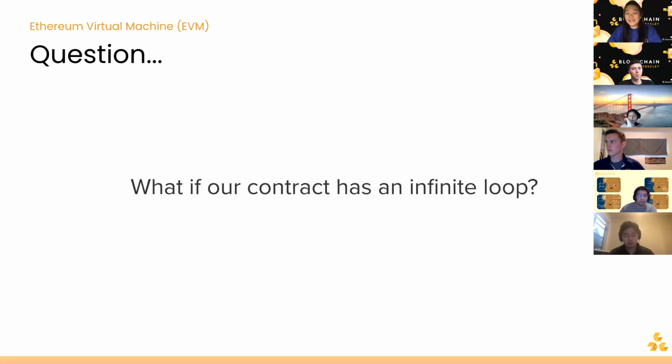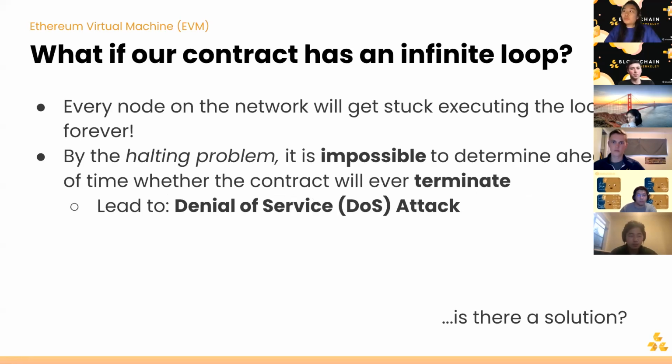So what if our contract has an infinite loop? If there is an infinite loop, every node will be stuck executing the loop forever. And by the halting problem, if you learned in CS 70 or 170, it is impossible to determine ahead of time whether the contract will terminate, right? And this leads to an easy way for attackers to launch a DOS attack, which means denial of service. A denial of service attack is basically trapping computers around the world in an infinite loop, which means they're unable to execute other meaningful contracts.